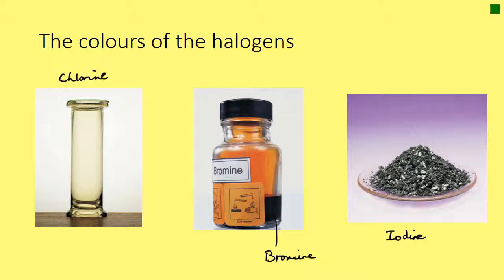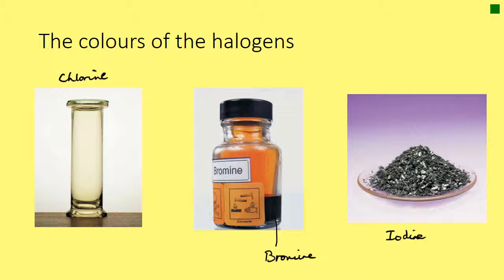So fluorine I don't have a picture of because it's clear, and in fact you can't see it if I had a picture of it. However, chlorine looks like this. We've got a sealed jar of chlorine, so let's put chlorine at the top here. This is chlorine, and it has, depending on its concentration, a slight greeny tint to it.